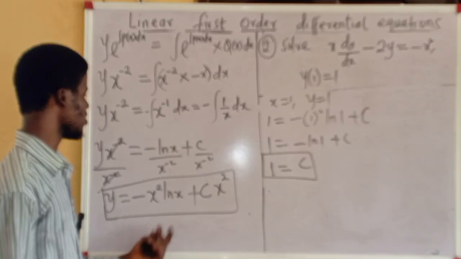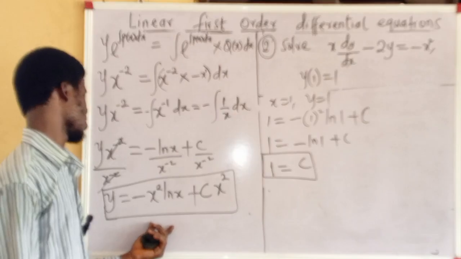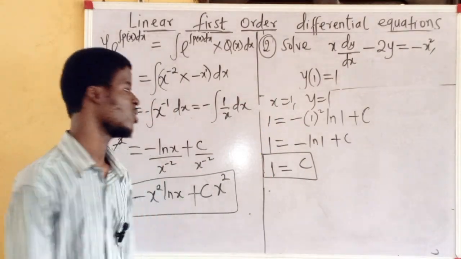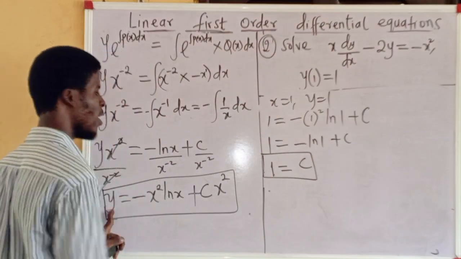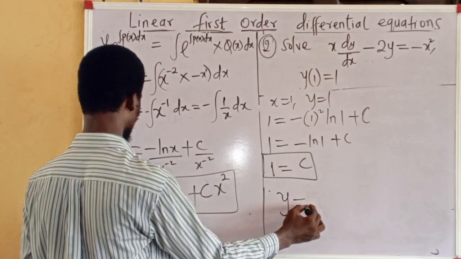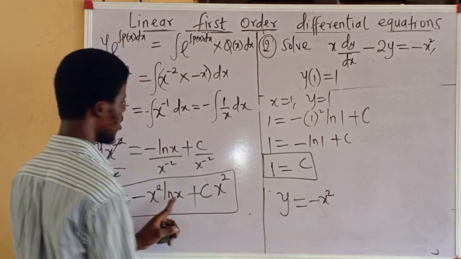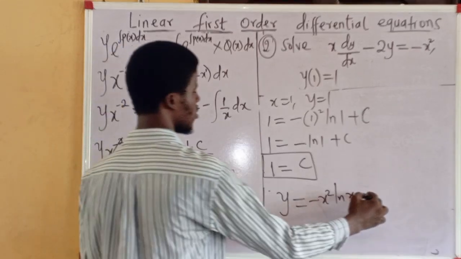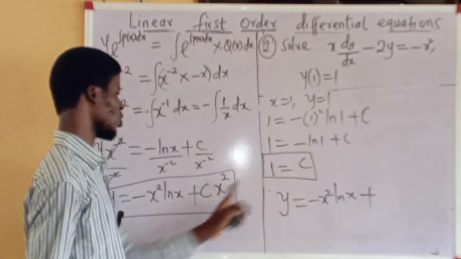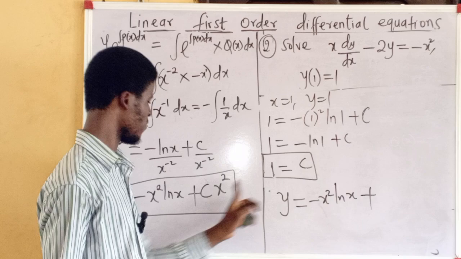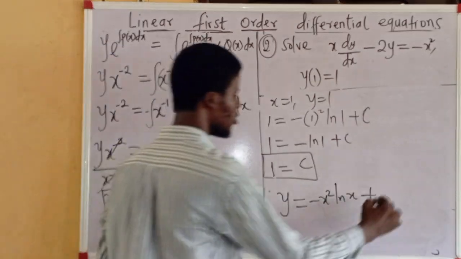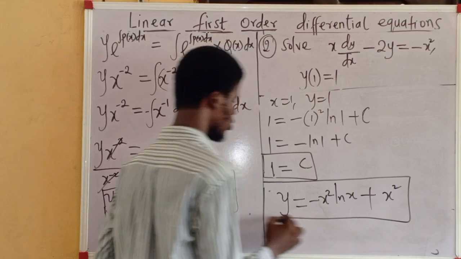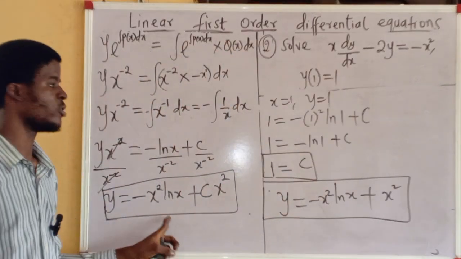So while this is the general solution, given this initial condition, the particular solution is this: y is equal to minus x squared ln x plus, what is c? C is equal to 1. So we have 1 times x squared, which is x squared. This is the particular solution, and this is the general solution.